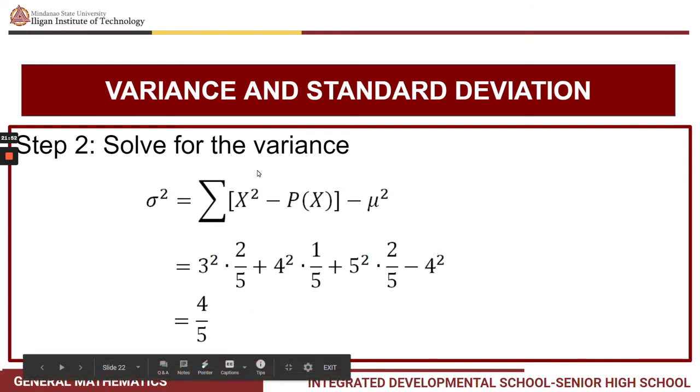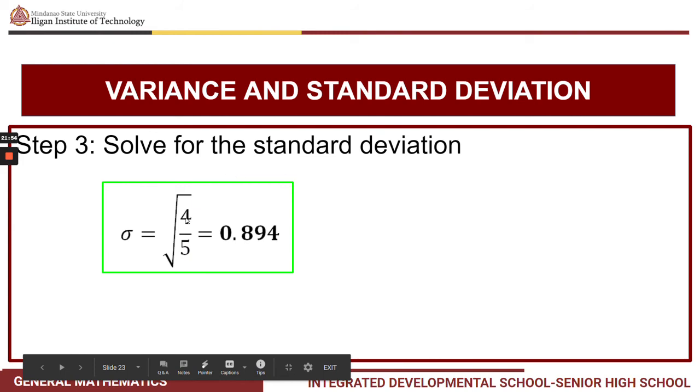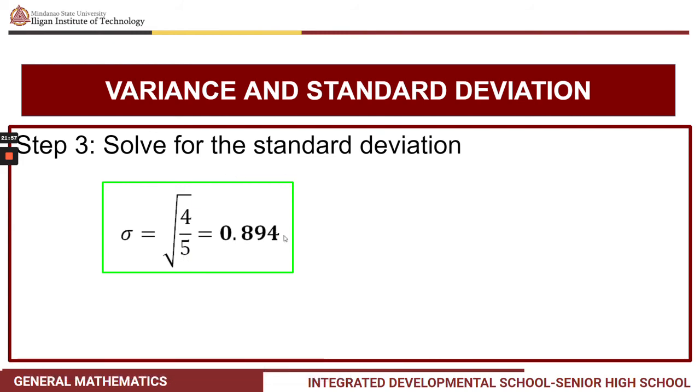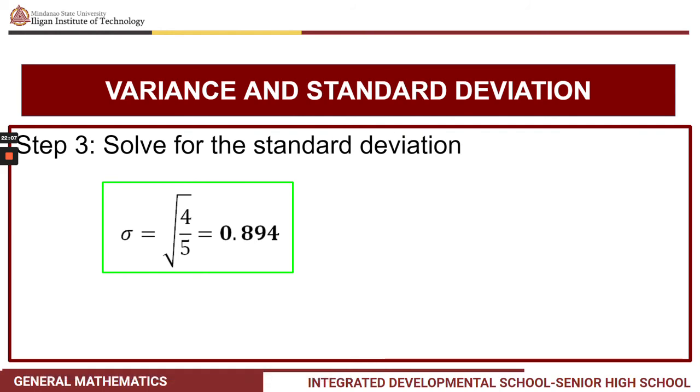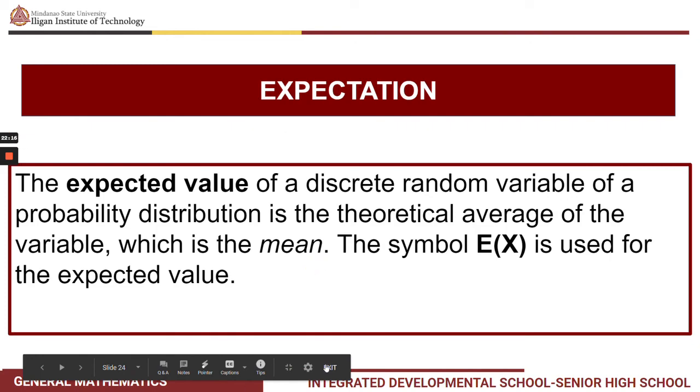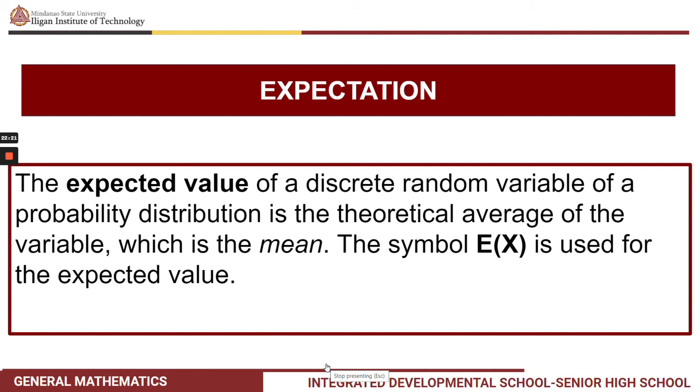And so therefore, our standard deviation is just the square root of 4/5, which is 0.894. So ganyan lang, no, sa pagkuha ng variance natin at standard deviation, follow lang sa formula. And it's very important na magawa first ng discrete probability distribution and then getting the mean. Now, in discrete probability distribution, we have what we call expectation or the expected value.